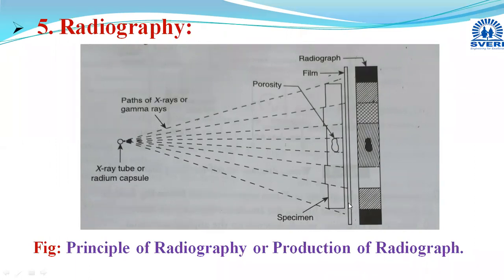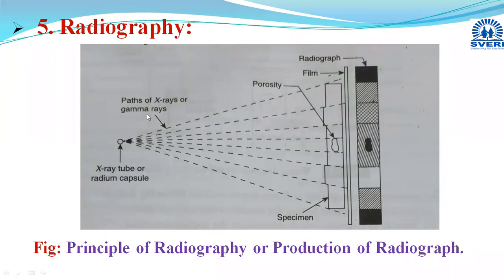Suppose this is the component, or the specimen, in which we want to detect the flaws or defects. Here we are allowing radiations of shorter wavelength to pass through that material. Generally, for these radiations of shorter wavelength, we are using either X-rays or gamma rays.